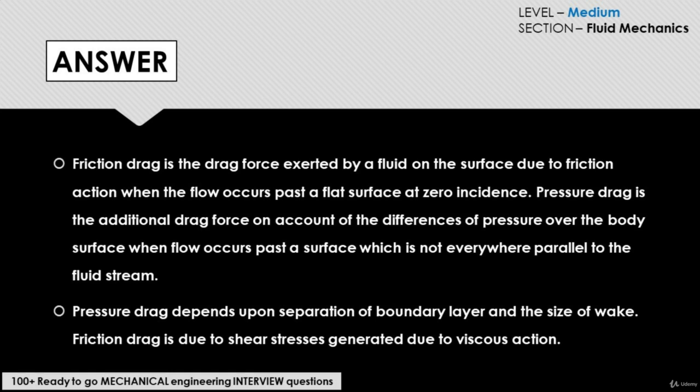friction drag is the drag force exerted by a fluid on the surface due to friction action when the flow occurs past a flat surface at zero incidence. Pressure drag is the additional drag force on account of the differences of pressure over the body surface. The pressure drag depends upon separation of boundary layer and the size.